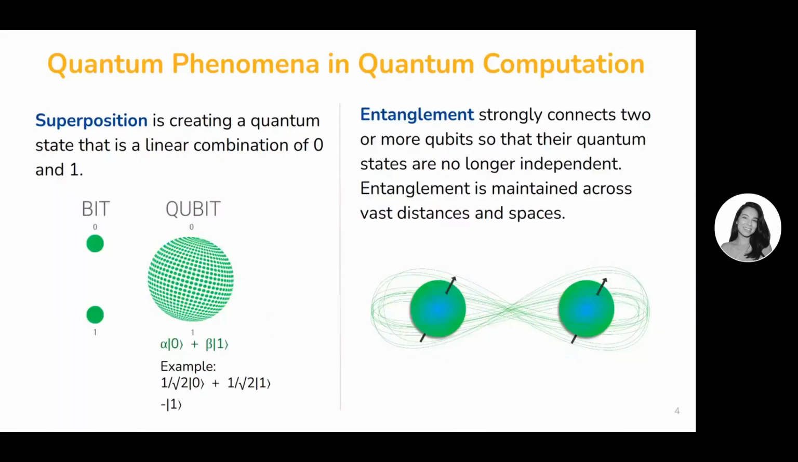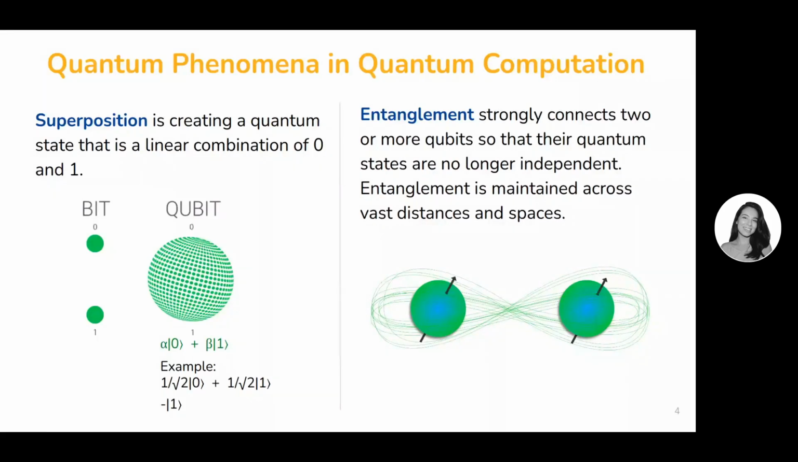So what are the quantum phenomena in quantum computing? I already introduced two terms, which are superposition and entanglement. And these are two phenomena that you will hear a lot about when it comes to quantum computing. And the key to understanding how quantum computers work is understanding how superposition and entanglement can be used in order to create circuits and to do computational tasks.